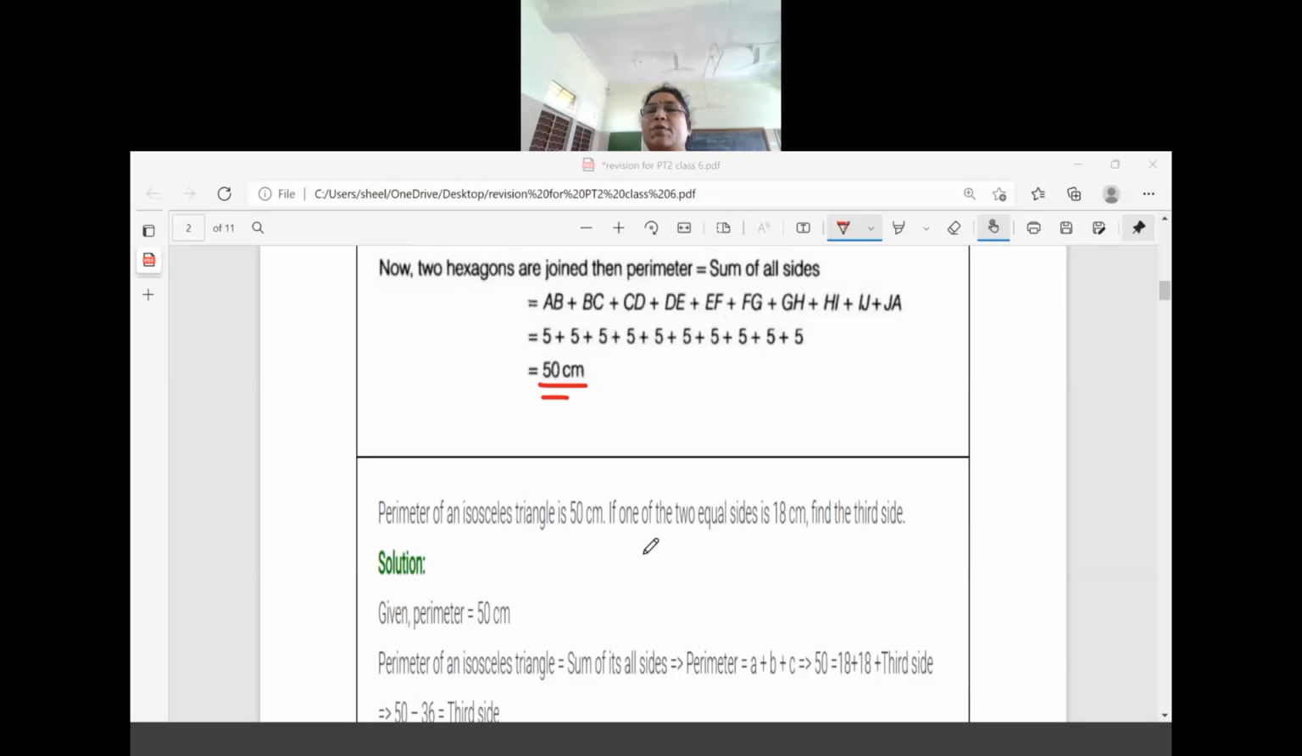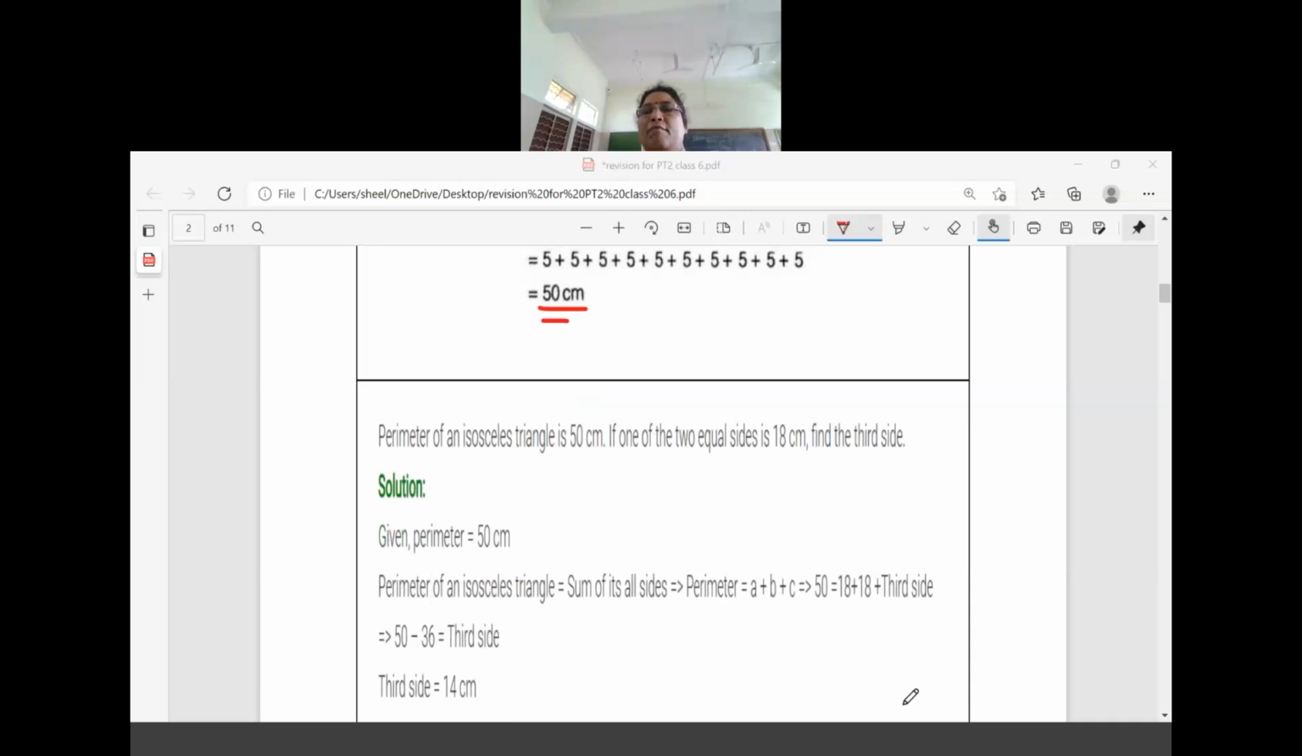Perimeter of an isosceles triangle is 50 centimeter. One of the two equal sides is 18 centimeter. Find the third side. See, when we are having an isosceles triangle, what is special for that isosceles triangle? We know that two sides are equal. So one side is 18, then naturally the equal side will be 18 only. So the unknown side is this one. We don't know what is the third side. That is the question asked.